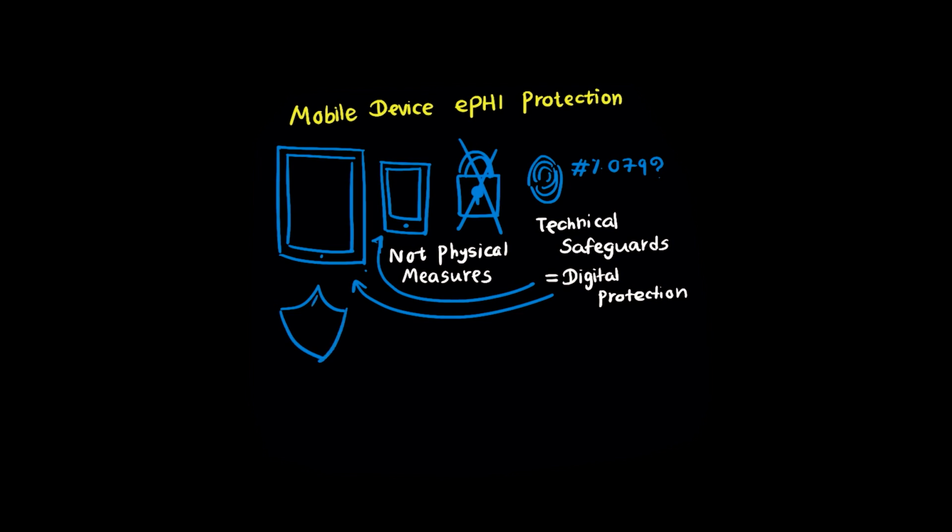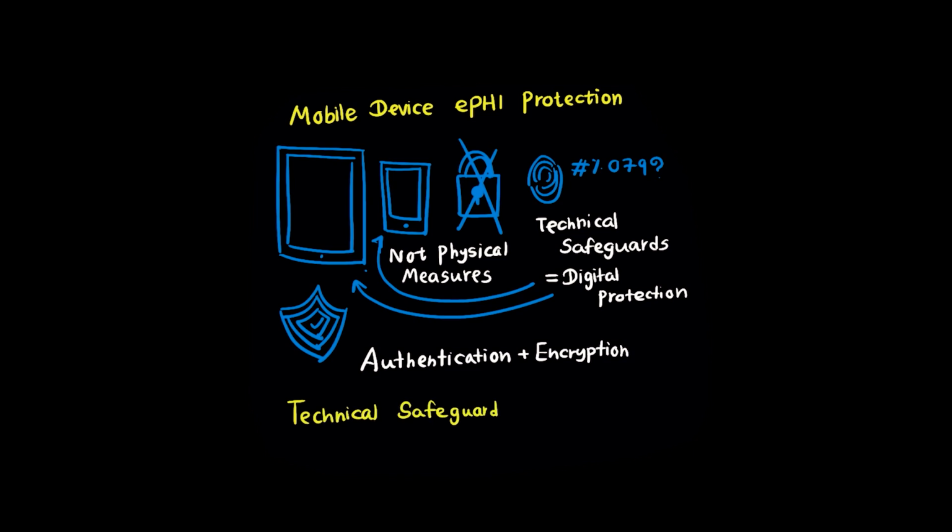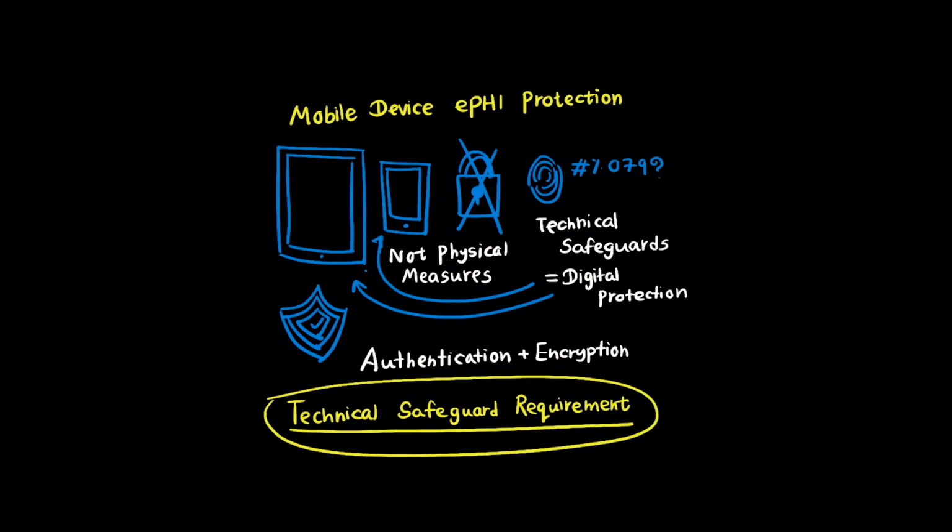Authentication ensures only authorized users can access the device. Think passwords, fingerprints, or facial recognition. It's the digital bouncer checking IDs at the door. Encryption scrambles the data, so even if someone steals the device, they can't read the information without the decryption key. It's like putting health records in a digital safe that only opens with the right combination. Together, these technical safeguards create layers of digital protection.